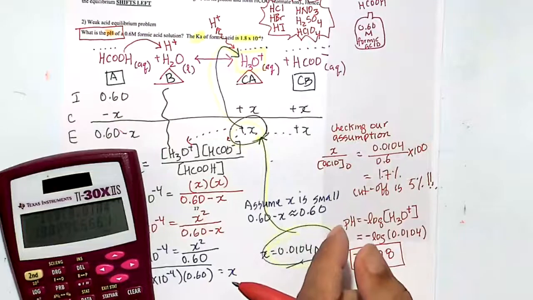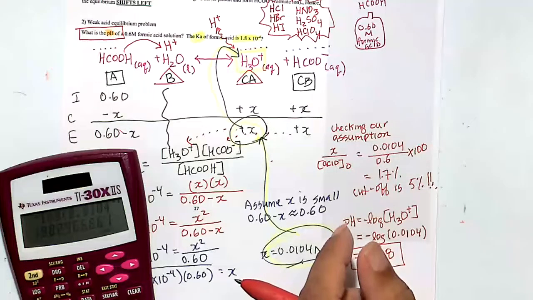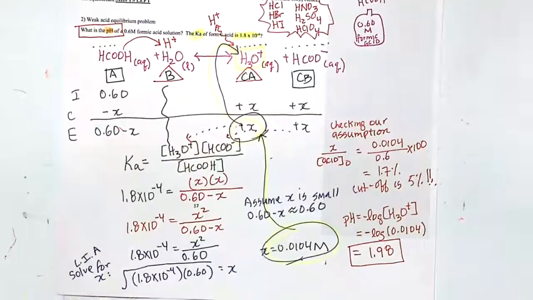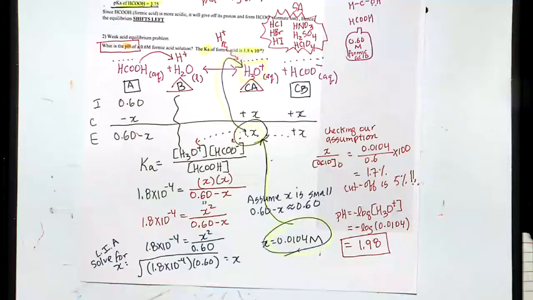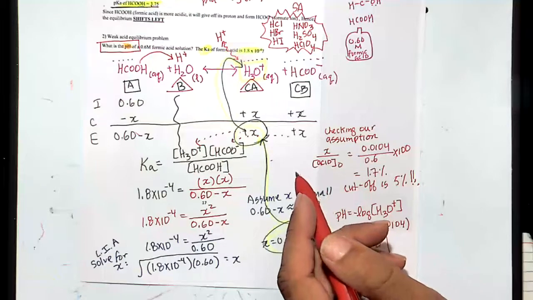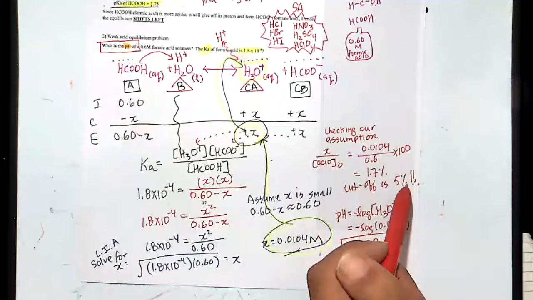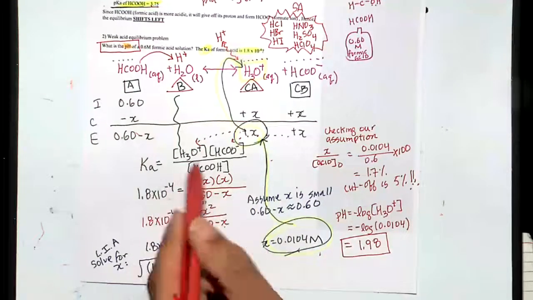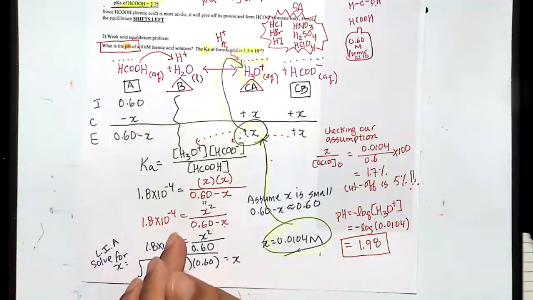What's the pOH? You'd subtract from 14, but it's asking for the pH. This is what I want you to do for the quiz, exam, and maybe your future chemistry classes. It's less than 5%, so the assumption is valid. If it was greater than 5%, and we did an example of that last week, I do not know if you remember, you can't do this, you have to use the quadratic. But I'm not going to have you do that.